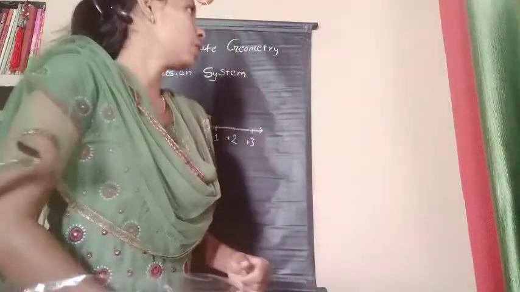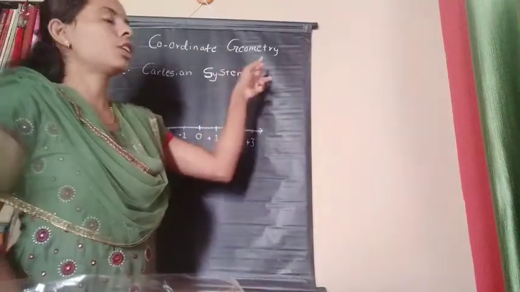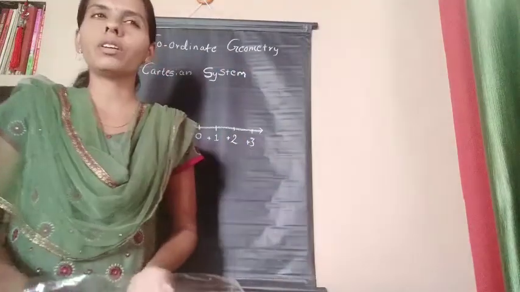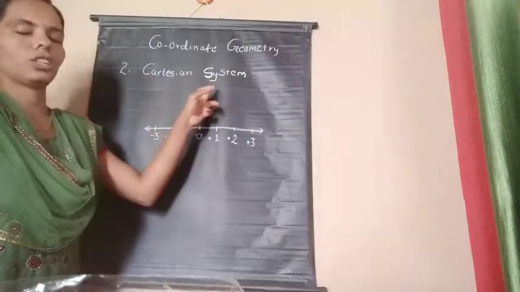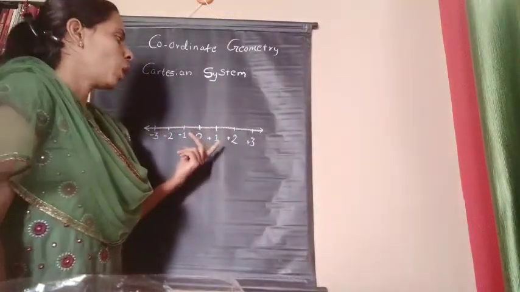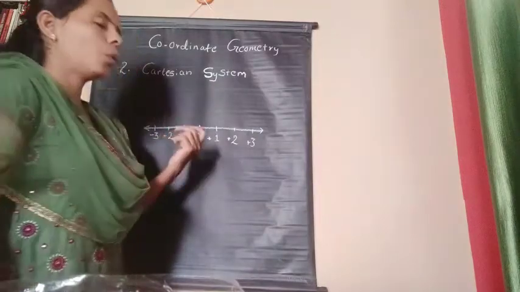In the previous class we saw what coordinate geometry is, just as an introduction with a real life example. Now we are going to see the next point, that is the Cartesian system. So we know how to place numbers on a number line. How are we going to place them?